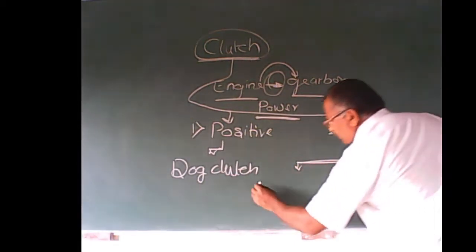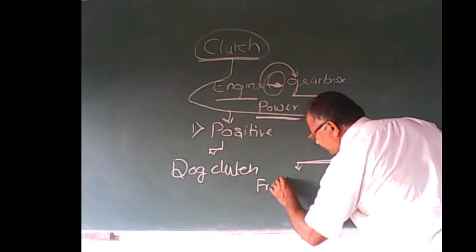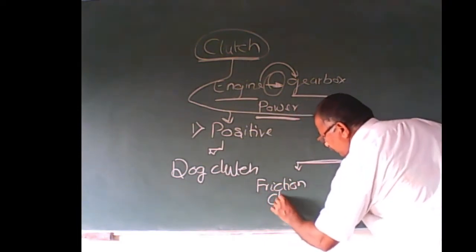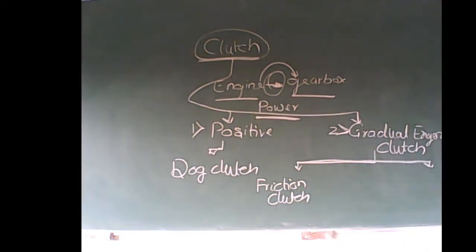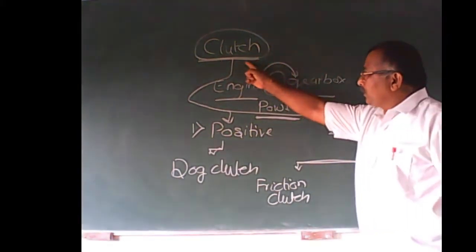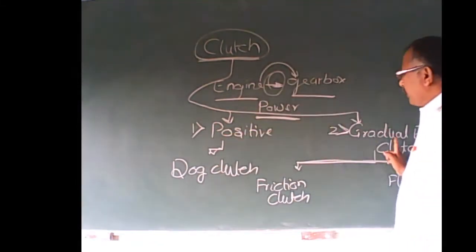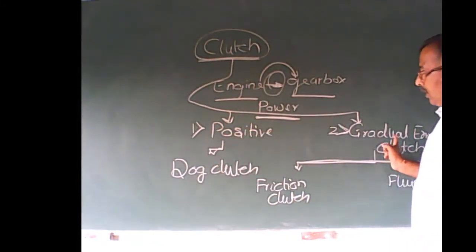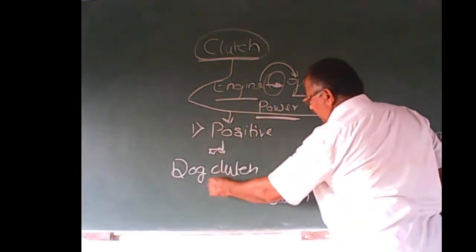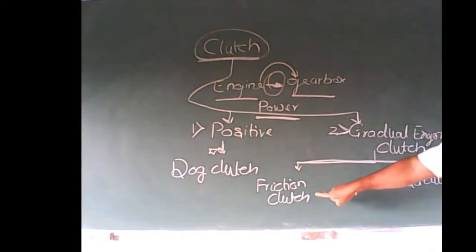One is friction clutch and the other is fluid clutch. Under clutch we are having two types, positive clutch and gradual engagement clutch. Under positive clutch, dog clutch, and under gradual engagement clutch, friction clutch and fluid clutch.